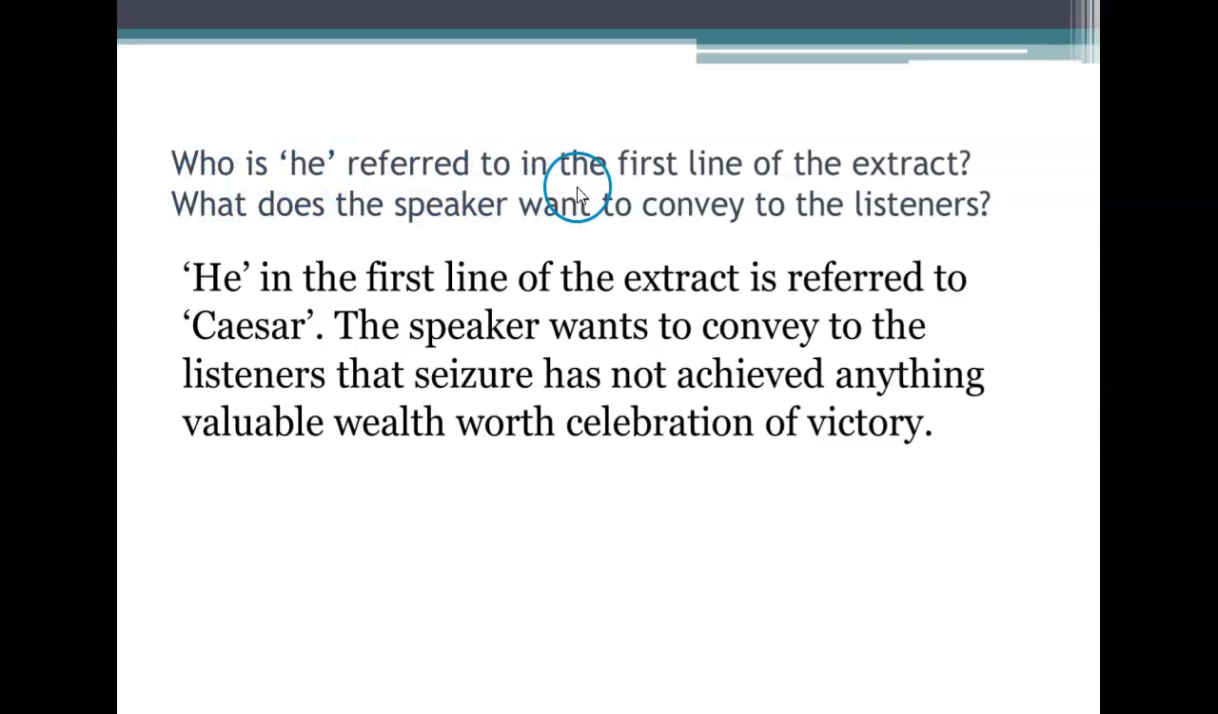Who is 'he' referred to in the first line of the extract, and what does the speaker want to convey to the listeners? 'He' in the first line of the extract refers to Caesar. The speaker wants to convey to the listeners that Caesar has not achieved anything valuable worth the celebration of victory. Here there's a spelling error. It's Caesar, C-A-E-S-A-R.